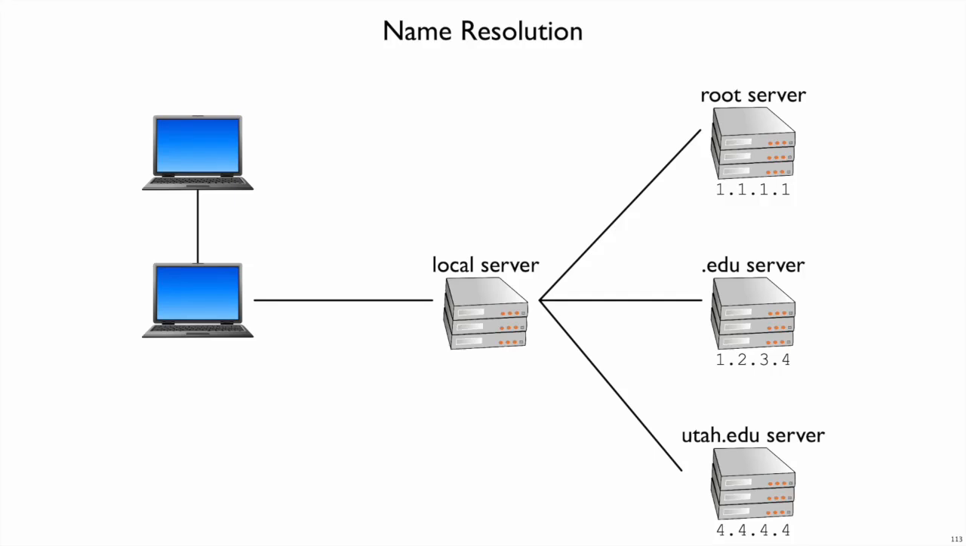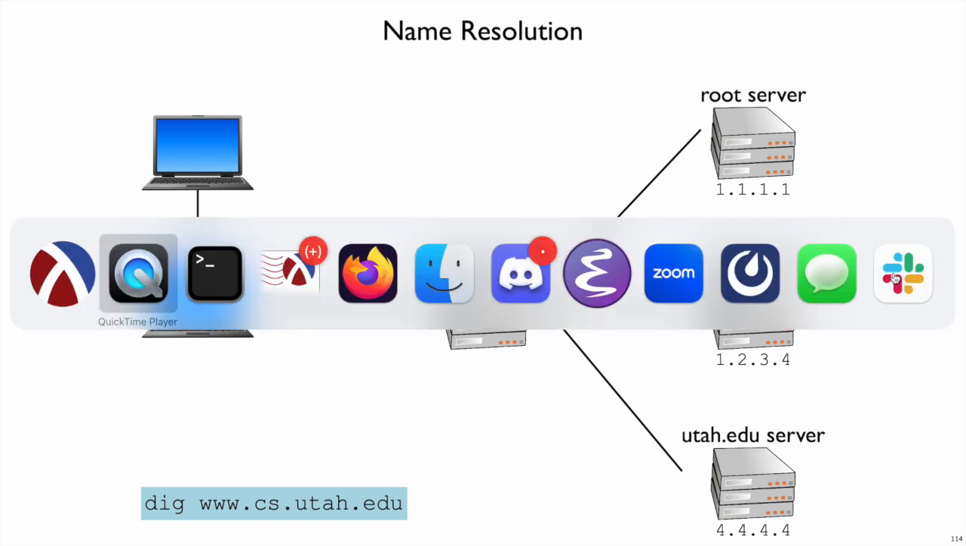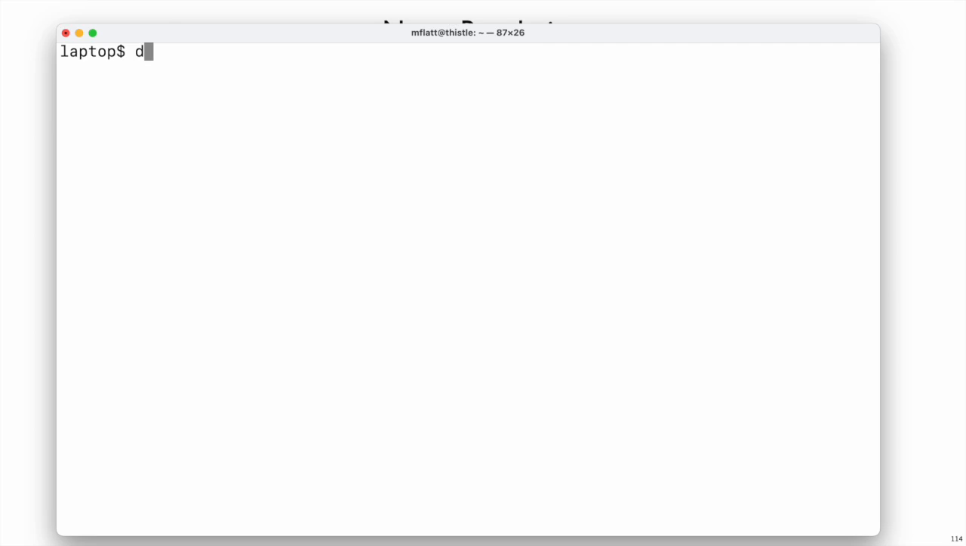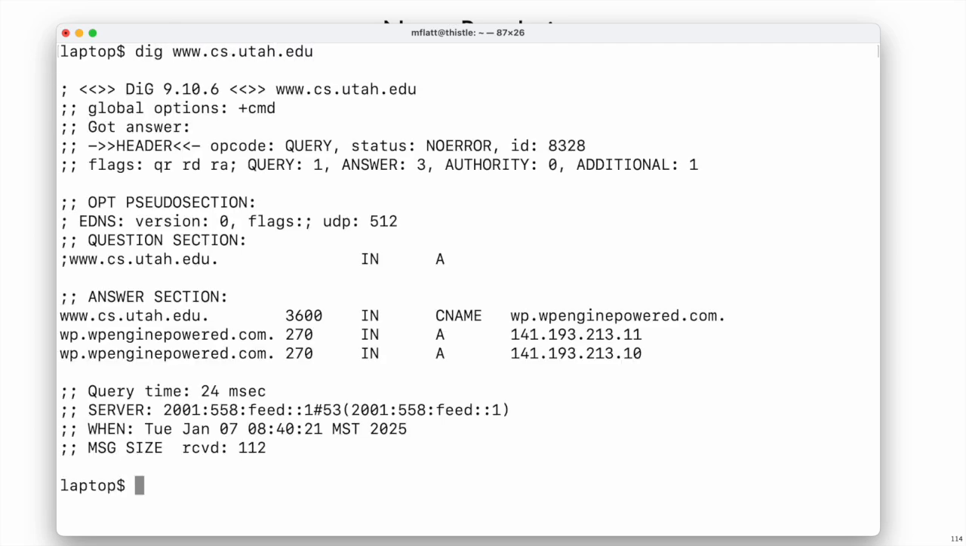We're not going to try to use Netcat to use DNS directly, as I said, but we can use a program called dig that will use DNS and tell us what it finds out. So if I go to my terminal and I say dig www.cs.utah.edu, it contacts some suitable server with the request about this name and gets this answer back.